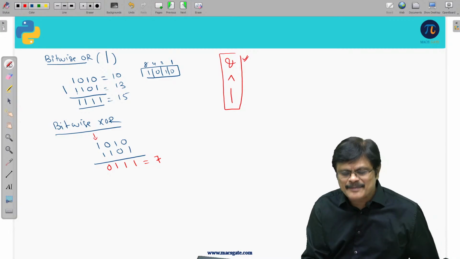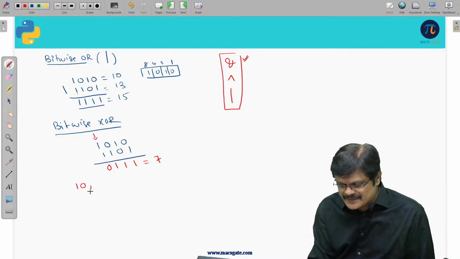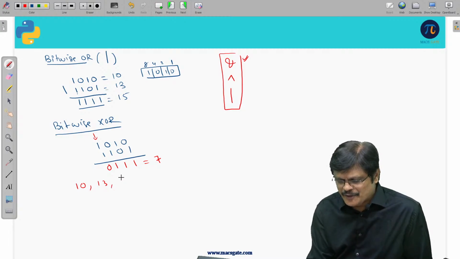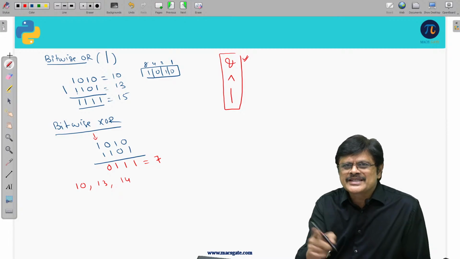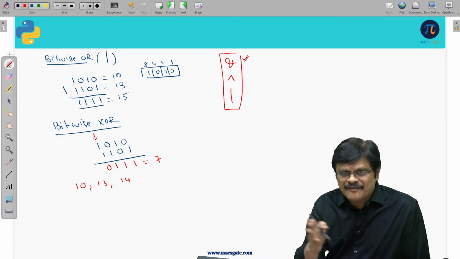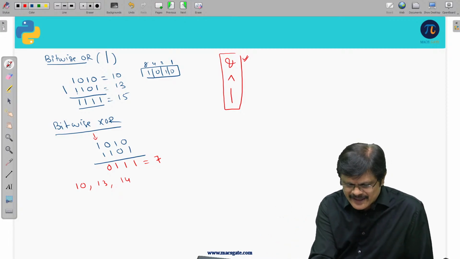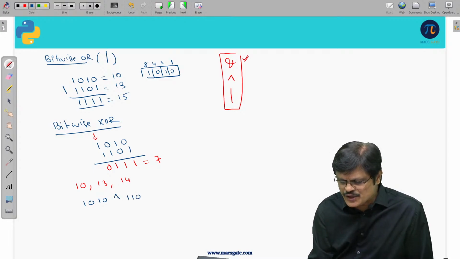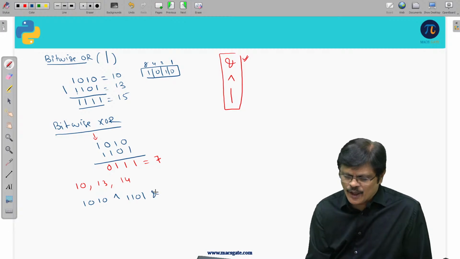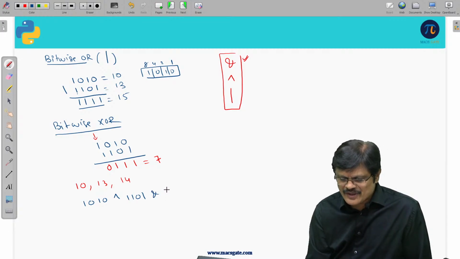So let me take some simple example like 10, 13 and 14. Let us take these three numbers and I just want to do these AND, XOR operations in different order. Let us see what happens. 10 means 1 0 1 0. I want to do XOR. 13 means 1 1 0 1. Then I want to do AND operation. Then 14 means 1 1 1 0.